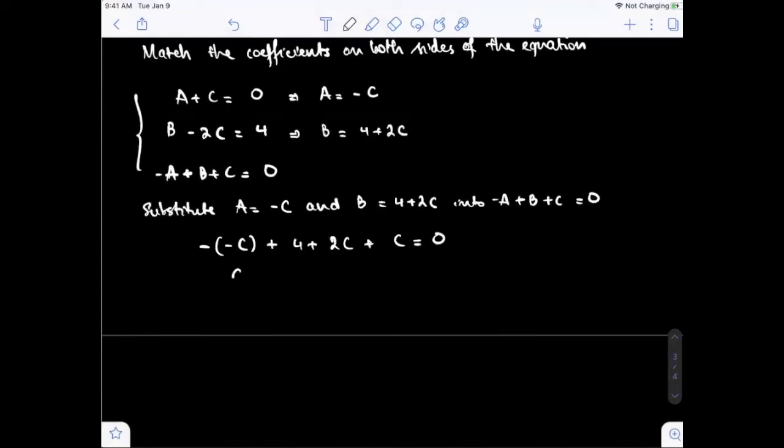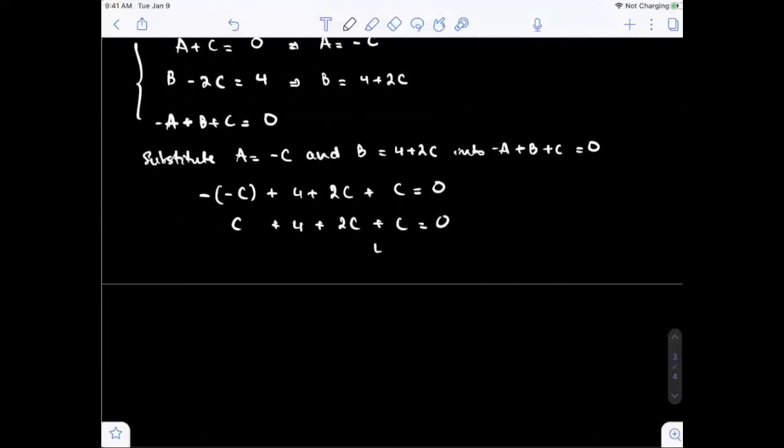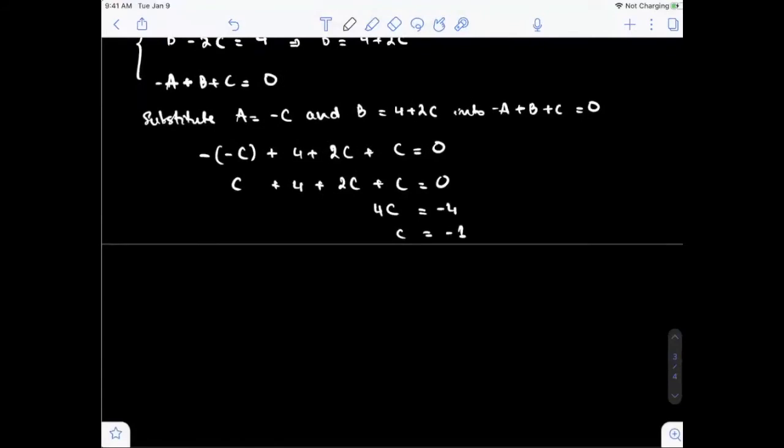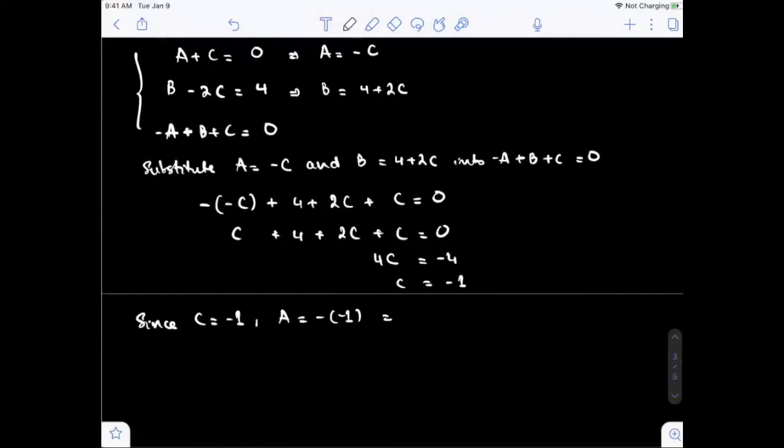So this is c plus 4 plus 2c plus c equal to 0. Or in general, you have 4c equal to negative 4, or c is equal to negative 1. Since c equal to negative 1, you have a equal to negative of negative 1 equal to 1. And b equal to 4 plus 2 times negative 1 is equal to 2.